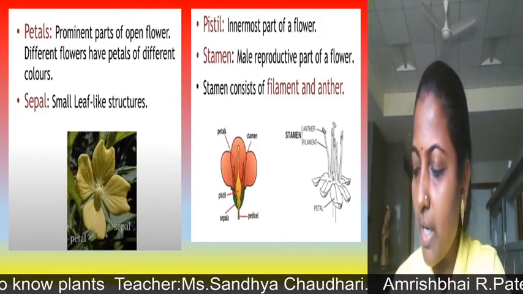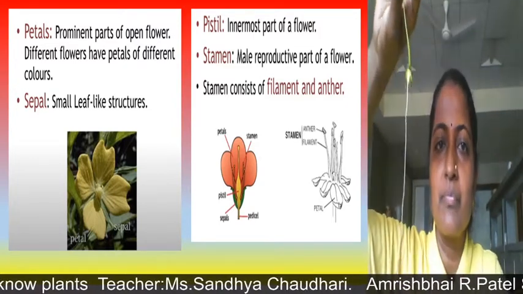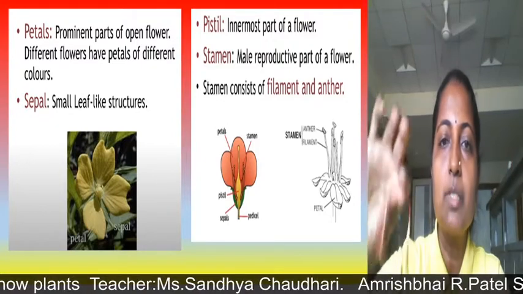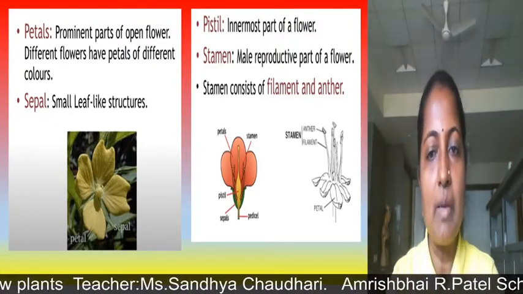Pistil, innermost part of a flower. This is pistil, style, stigma and ovary. Then stamen, male reproductive part of a flower. Anther and filament. Stamen consists of filament and anther.